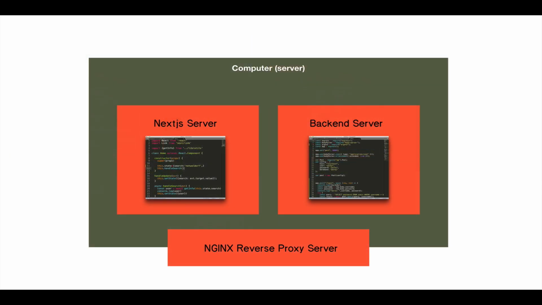Another solution, or another way of doing this, would be to have some Next.js server running, so an application running our Next.js code, and another application running our backend server. These would both be on one computer, on one server in the cloud, and we'd have this Nginx reverse proxy server managing the requests for these two servers.